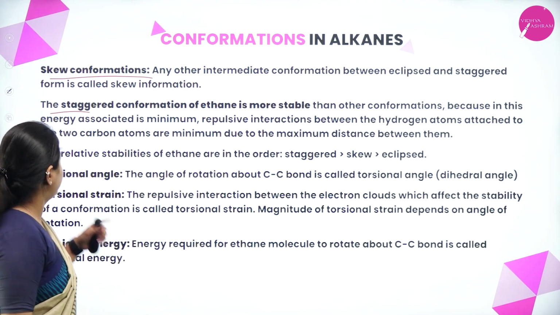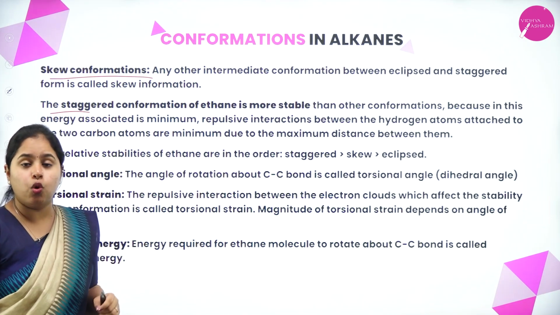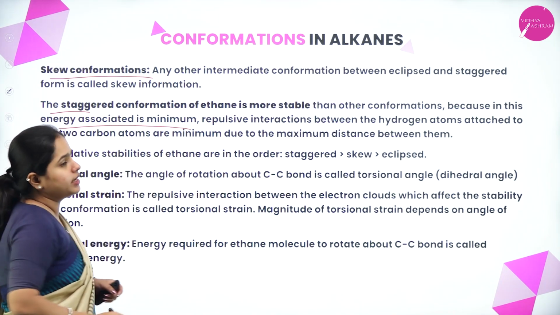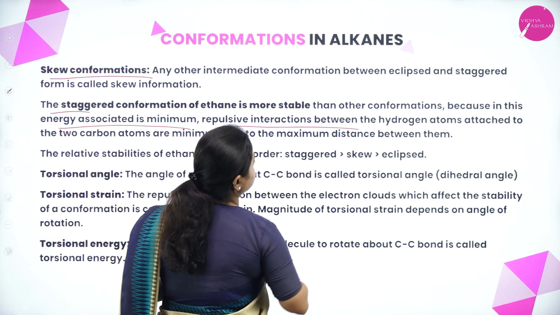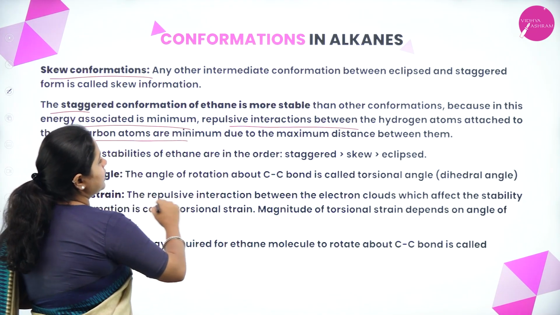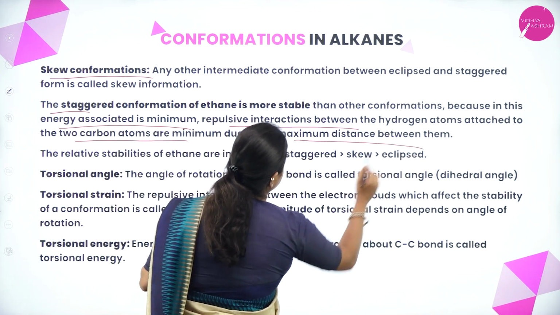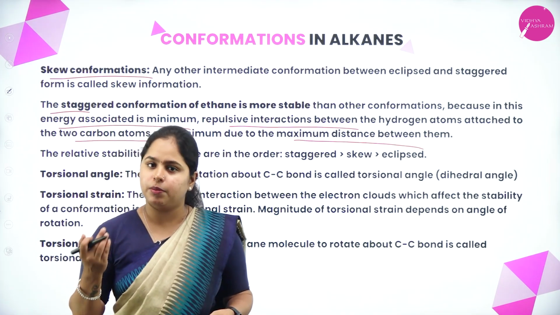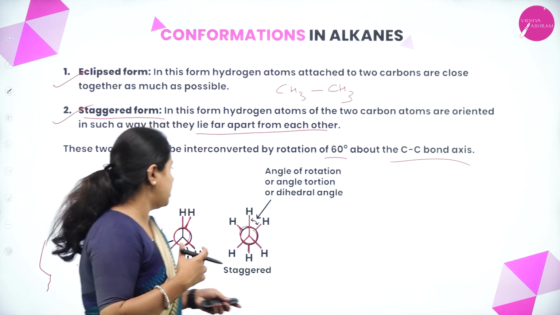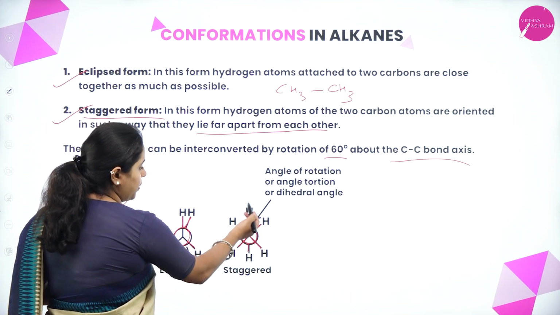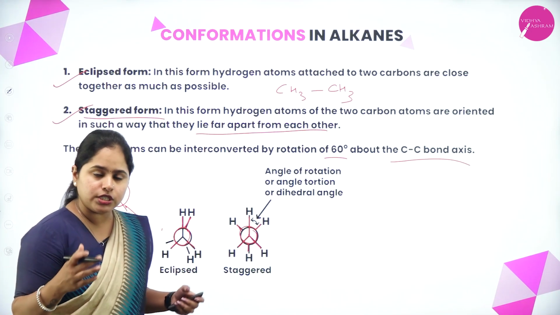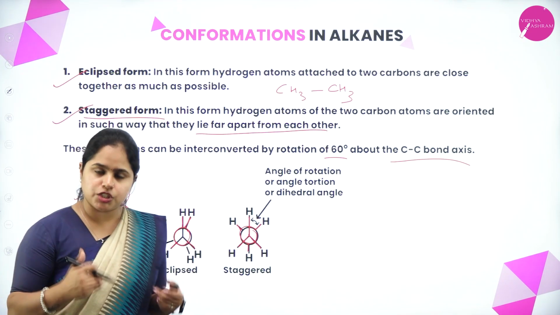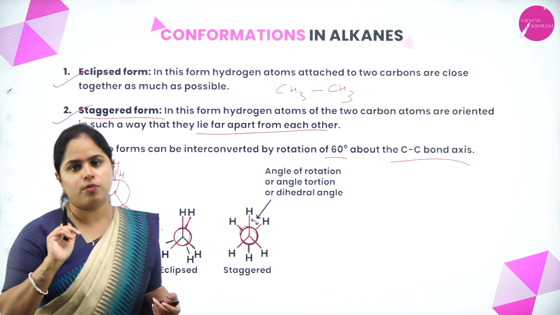Now, the next important point is the staggered conformation is more stable than eclipsed conformation because the energy associated is minimum. The repulsive interactions between the hydrogen atoms attached to the two carbon atoms are minimum due to the maximum distance between them. So, we already know that if the energy is minimum, the stability will be high, right? So, in staggered conformation, as you can see here, the hydrogen atoms are placed as far as possible. So, the repulsion is minimum, right? If they are placed away from each other, their repulsion will be minimum, energy will be minimum, that means stability will be more. So, that is important.